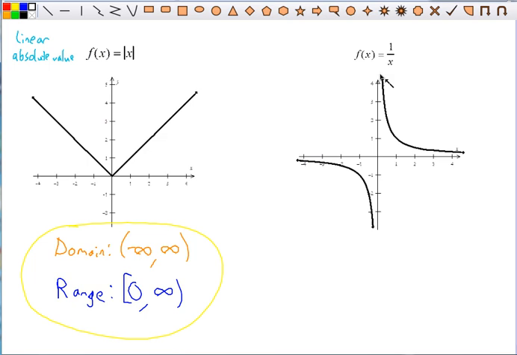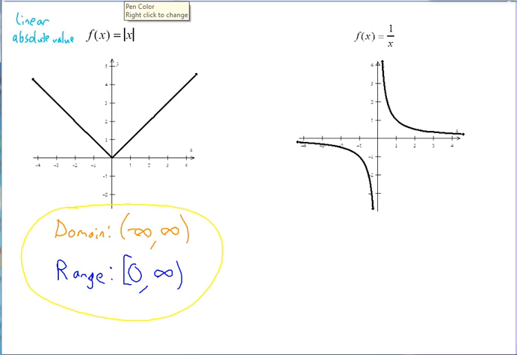I'll just put some dotted line here. So we've got a vertical asymptote right there. And you also have a horizontal asymptote at y equals 0 right there. So let's look at the domain and range of this one.